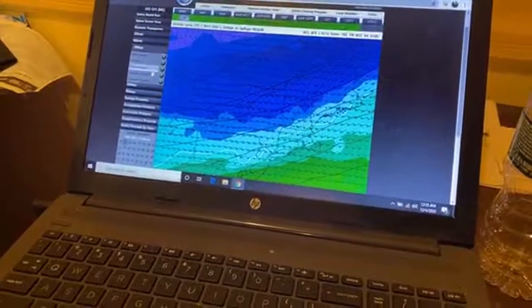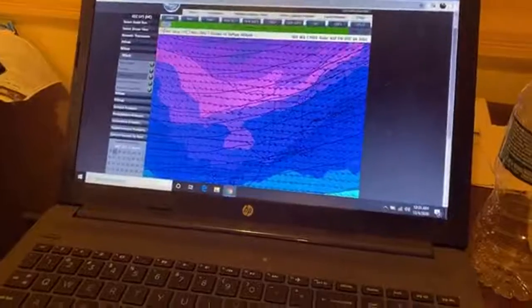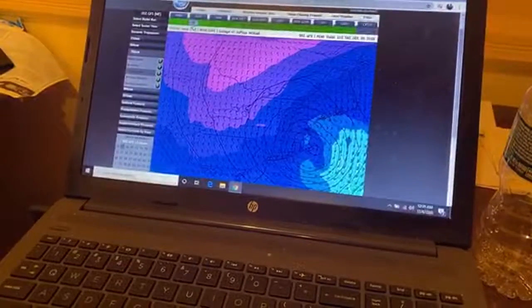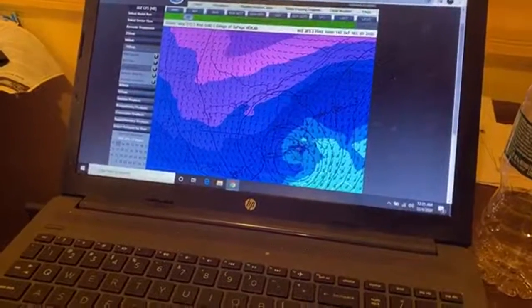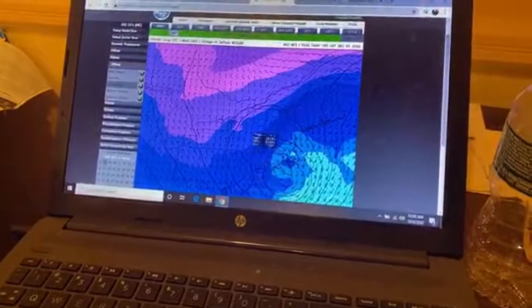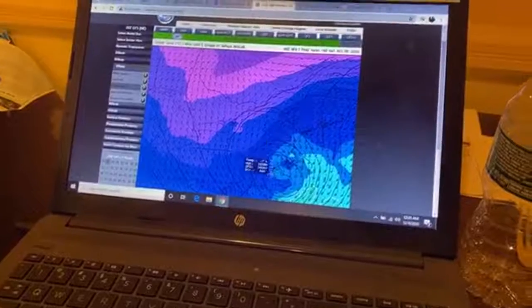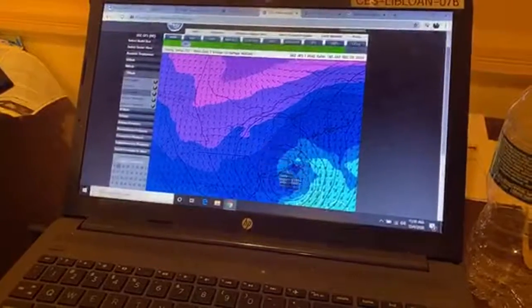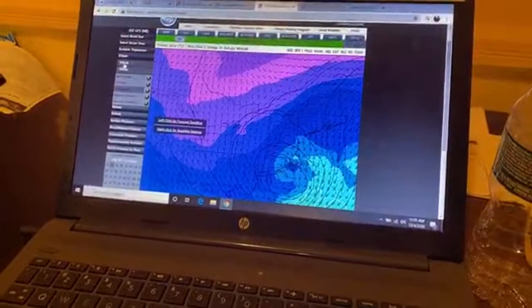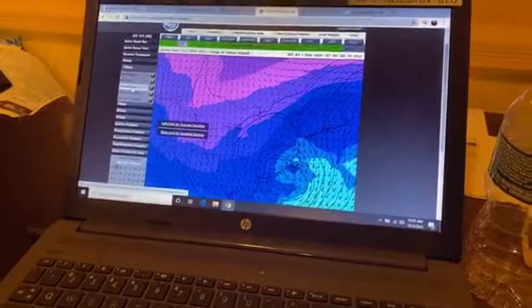Let's go to 700 millibars. That is where most snow forms, by the way. Okay, right here, you're going to have a lot of dynamic cooling. This is where you will have dynamic cooling, usually on the west side of the storm, or wherever you have heavy precipitation. So let's go up to 500 millibars, which is roughly 20,000 feet.